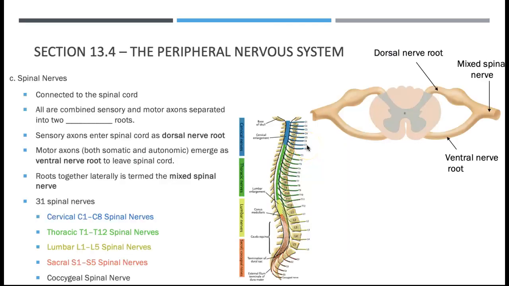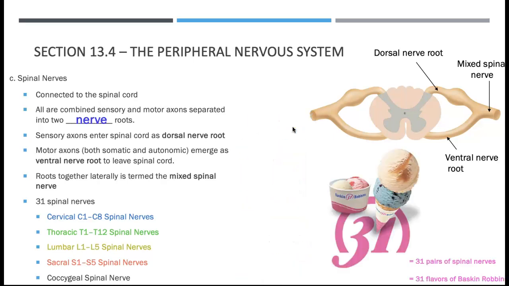And that brings us over to our spinal nerves. So the spinal nerves, of course, are connected to our spinal cord. All are combined sensory and motor axons separated into 2 nerve roots. So we've talked a little bit about this before, our dorsal nerve root, which we see back over here. This is all of our sensory axons going through here. And then in our ventral nerve root, we will contain our motor axons. And these would be for both our somatic and autonomic nervous systems. And they are then going to come together here at the mixed spinal nerve.